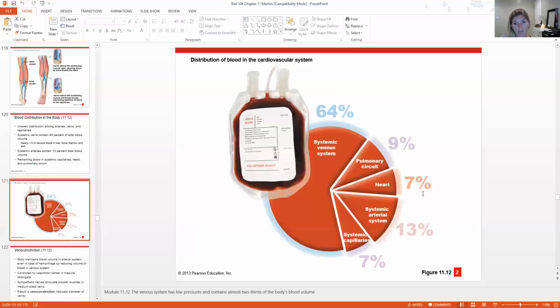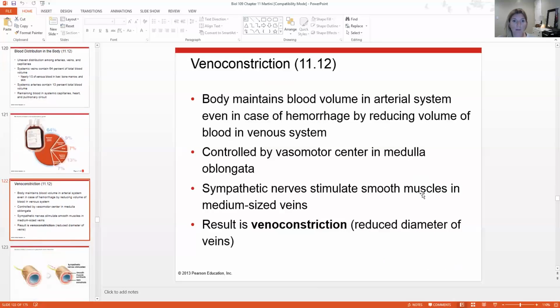Again, venous system, pulmonary circuit, heart, systemic arterial system, namely the liver, skin, and bone marrow. So let's talk about something called vasoconstriction. The vasoconstriction is going to maintain the blood volume in the arterial system, even in the case of hemorrhage.